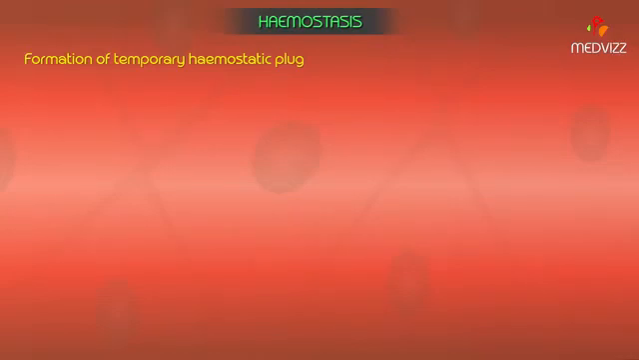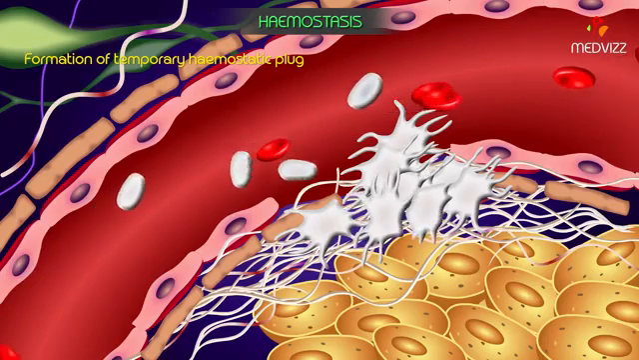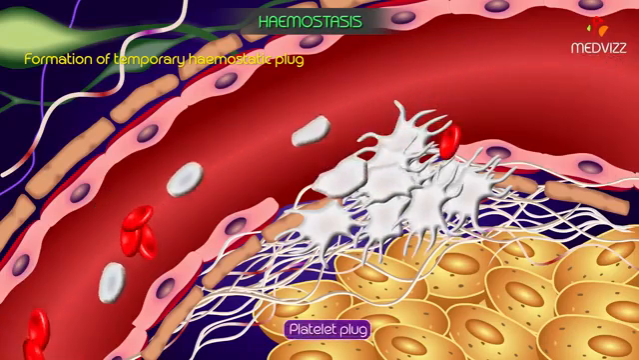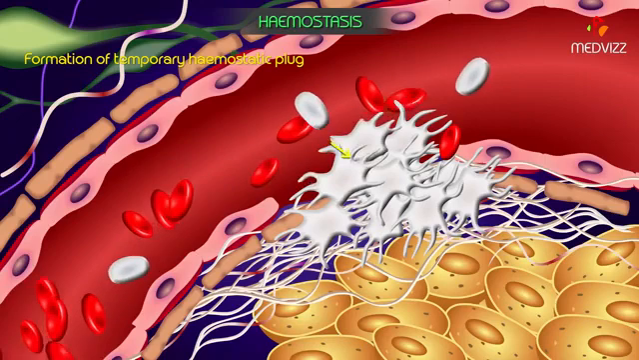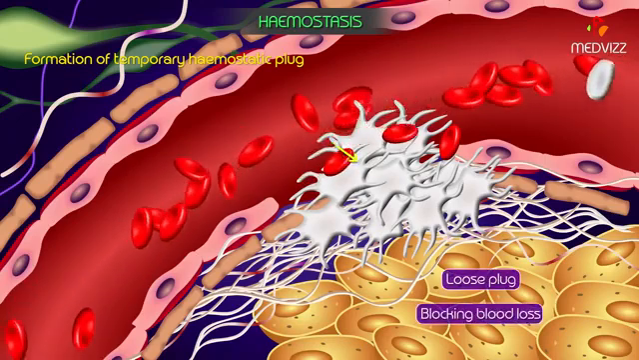Formation of a temporary hemostatic plug. The platelet adherence and aggregation ultimately lead to the formation of a platelet plug. At first, it is a fairly loose plug but is successful in blocking the blood loss if vascular opening is small.